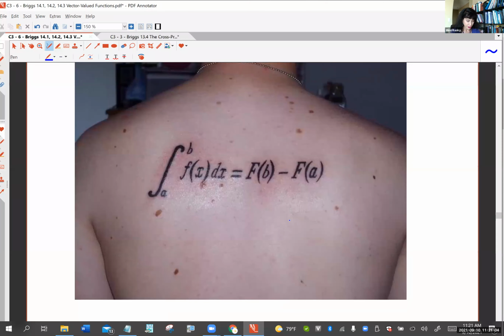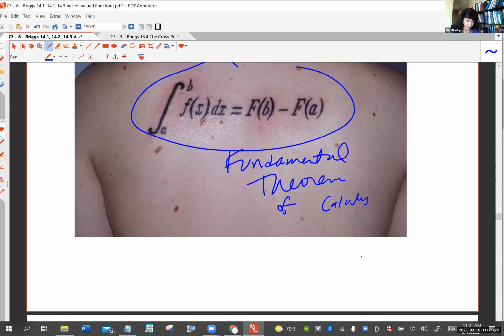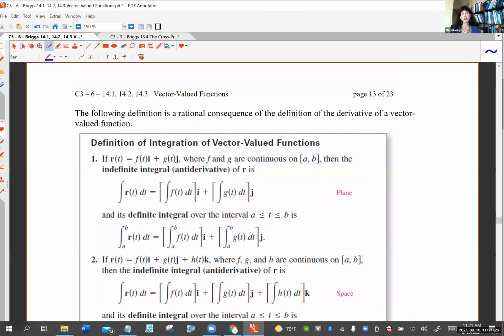So this is an interesting tattoo of the fundamental theorem of calculus. You guys recognize the fundamental theorem of calculus? It is very beautiful. Yeah. It's a gorgeous tattoo, right? Mm-hmm. All right, now let's look at integrating a vector valued function. Like, who cares? Well, you're going to care.